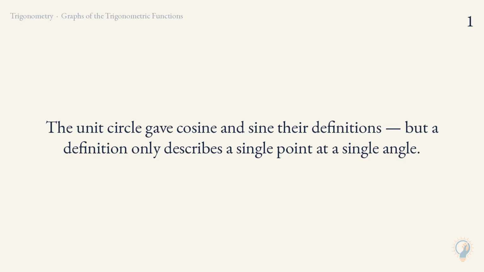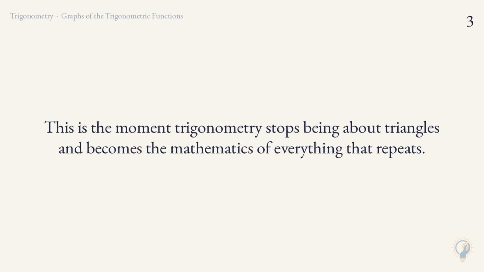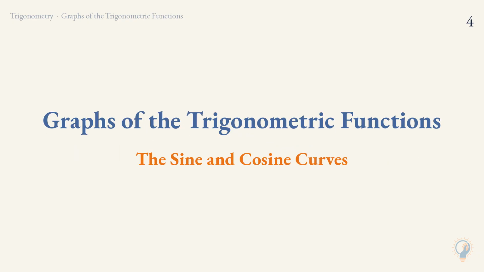The unit circle gave cosine and sine their definitions, but a definition only describes a single point at a single angle. Plotting those coordinates against the angle across a full horizontal axis produces a shape, and that shape turns out to be a wave. This is the moment trigonometry stops being about triangles and becomes the mathematics of everything that repeats. The sine and cosine curves.